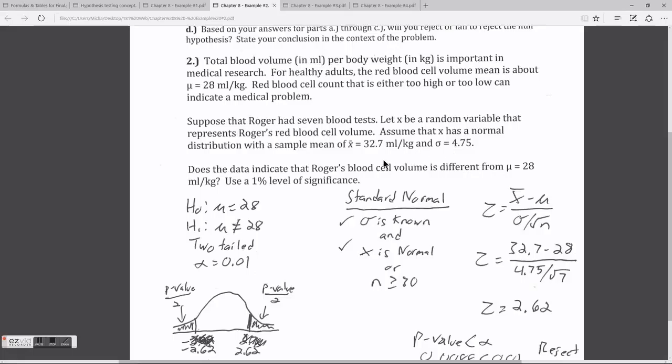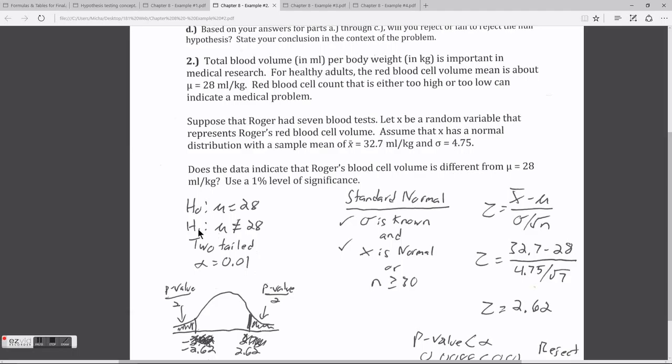So it seems that Roger's blood cell volume is a little bit high, but we want to check how high, statistically speaking. We're going to do a hypothesis test, and we're going to run the test under the assumption that Roger's blood cell volume is equal to a normal person's. It's equal to 28. The question is asking us whether or not the data we collected indicates Roger's blood cell volume is different from 28 milliliters per kilogram.